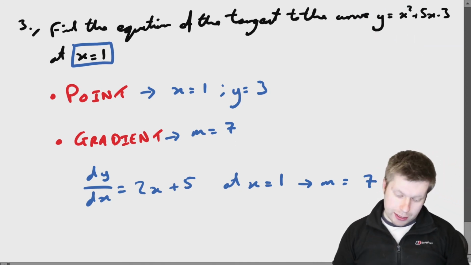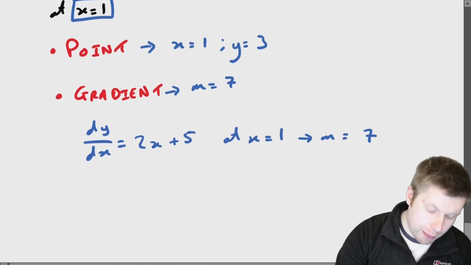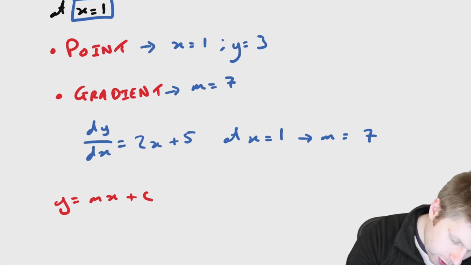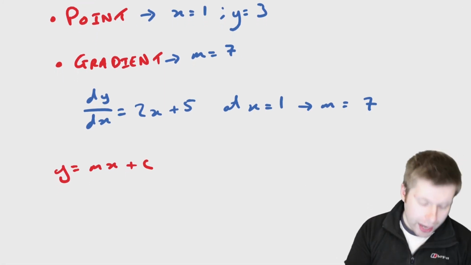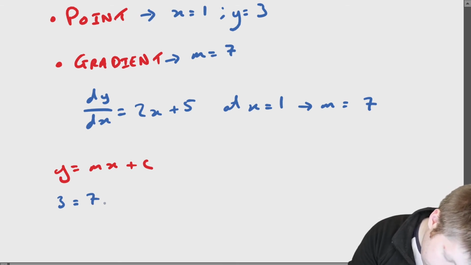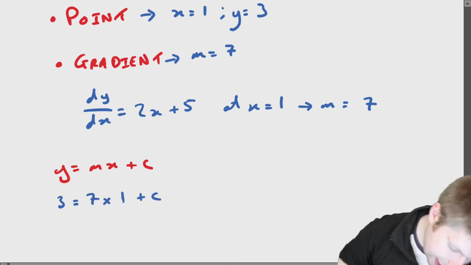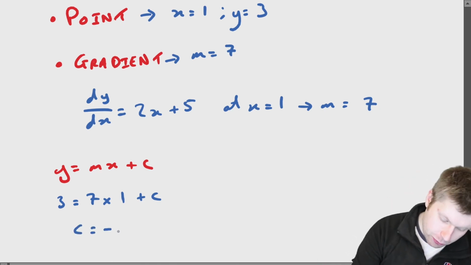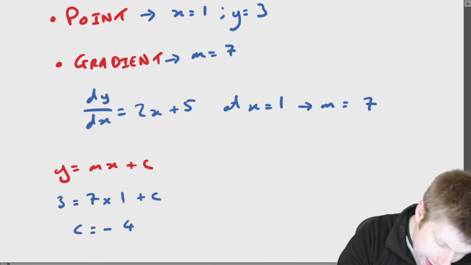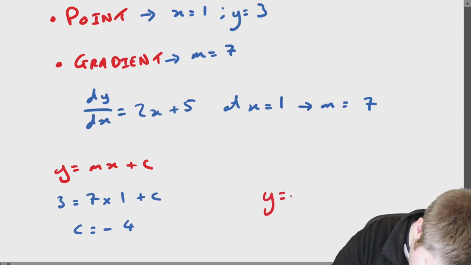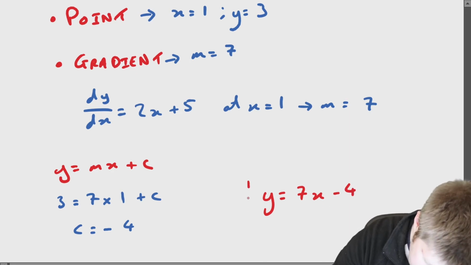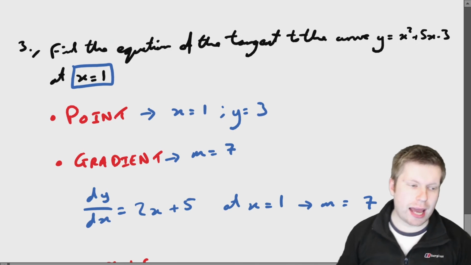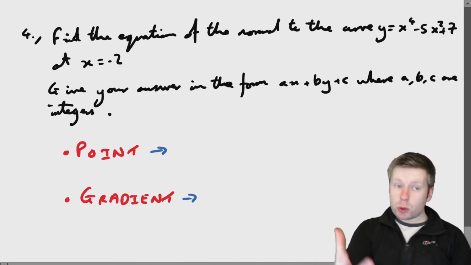Okay, perfect. Now I can use y equals mx plus c to actually find the equation of my tangent line. So let's first of all fill in what we've got. So I've got y is equal to 3, m is equal to 7, and x is equal to 1. I need to basically add c. So let's see, well, what's c got to be? Well, in this case, c has got to be equal to -4, okay? So finally, the equation of my tangent line is just y equals 7x minus 4. That's the equation of the tangent to the curve y equals x squared plus 5x minus 3 at the point x equals 1. Okay, so let's talk through question 4 then.